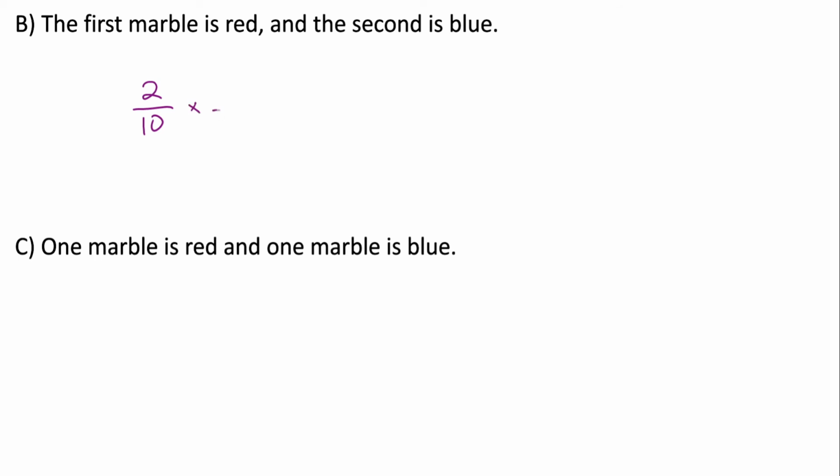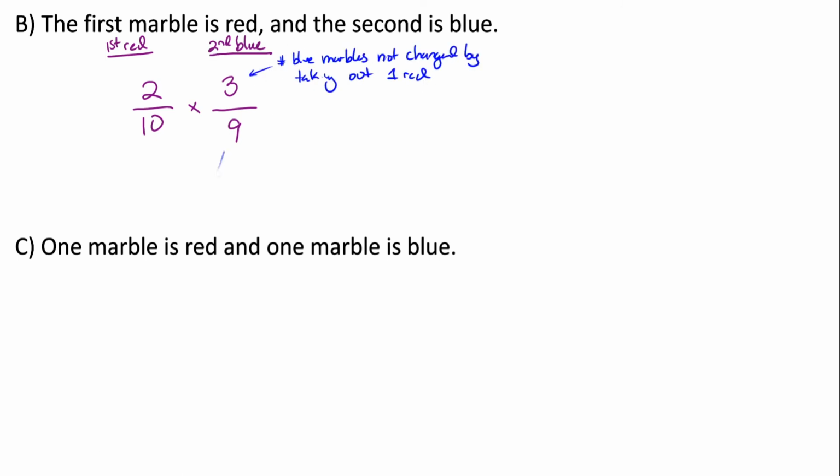So we removed the 1 red marble, there's only 9 marbles left in the jar, but the amount of blue marbles is not affected. We still have 3 blue marbles in the jar. Removing 1 red marble doesn't change that. So the probability of getting a blue marble after 1 red marble was removed will be 3 out of 9. When we multiply these, we end up getting 6 out of 90, or 1 out of 15.